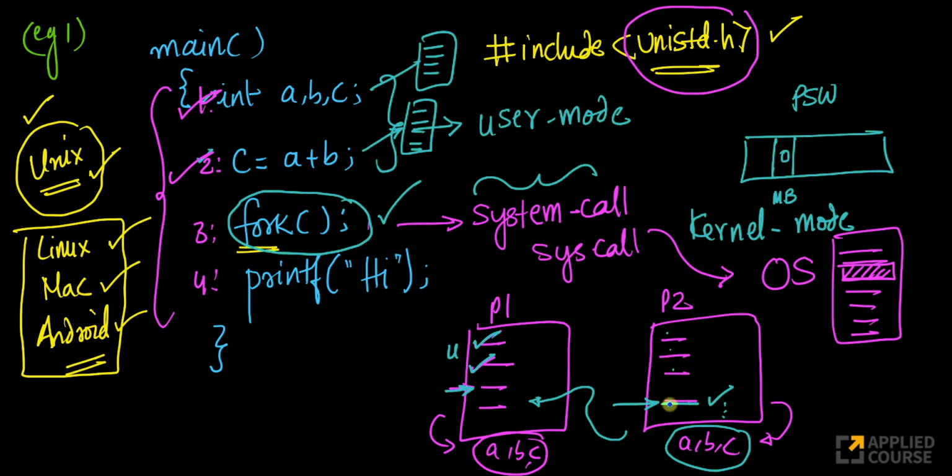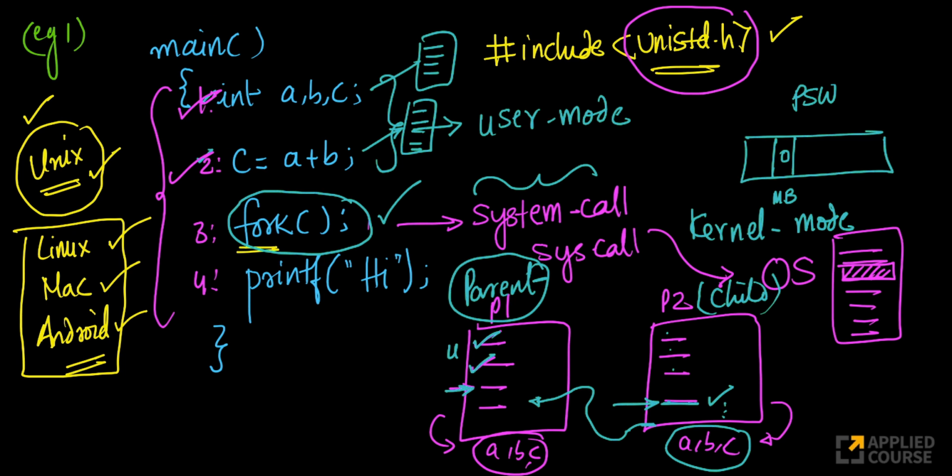Now this process 2 will start executing from the line after the fork line, which means it will execute the printf. Once it finishes the program, the control comes back to the line after the fork here. So this is called the parent process, and this is called the child process. Why is it called the parent process? Because this process created this process. So this is the child process, and this is the parent process.